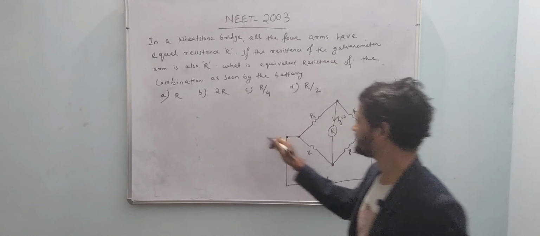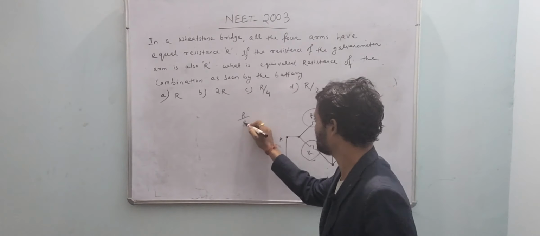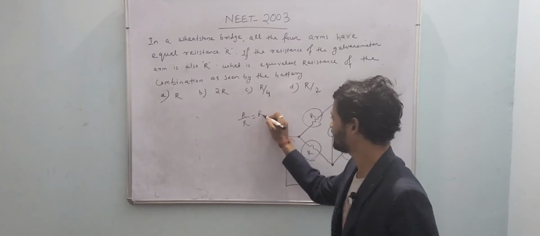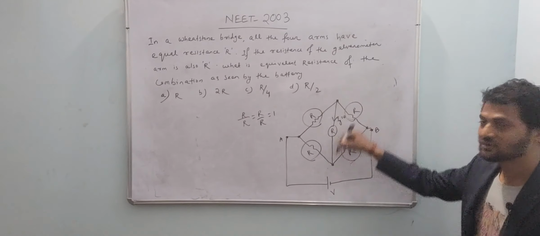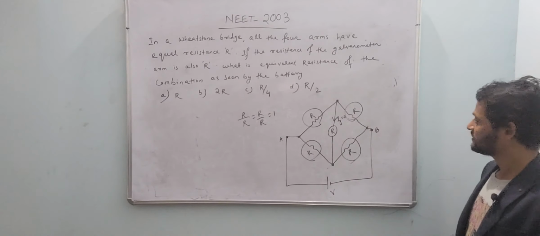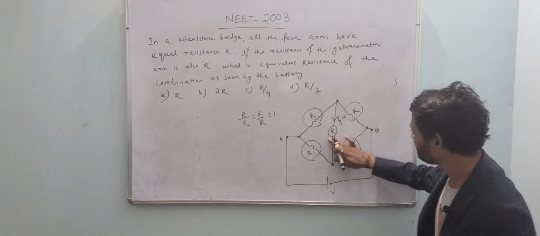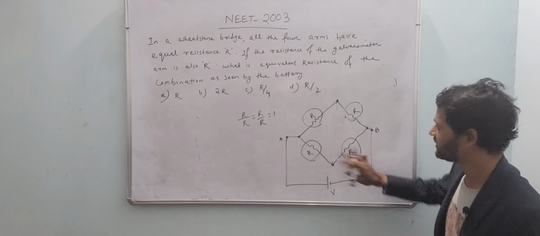So how is it balanced? See, the adjacent ratio, this R by this R, will be equal to this resistance by this resistance, R by R, which is 1. That means the galvanometer shows 0 deflection. 0 amount of current is flowing through the resistance. So we can open it. If 0 current is flowing, the resistance has no meaning.